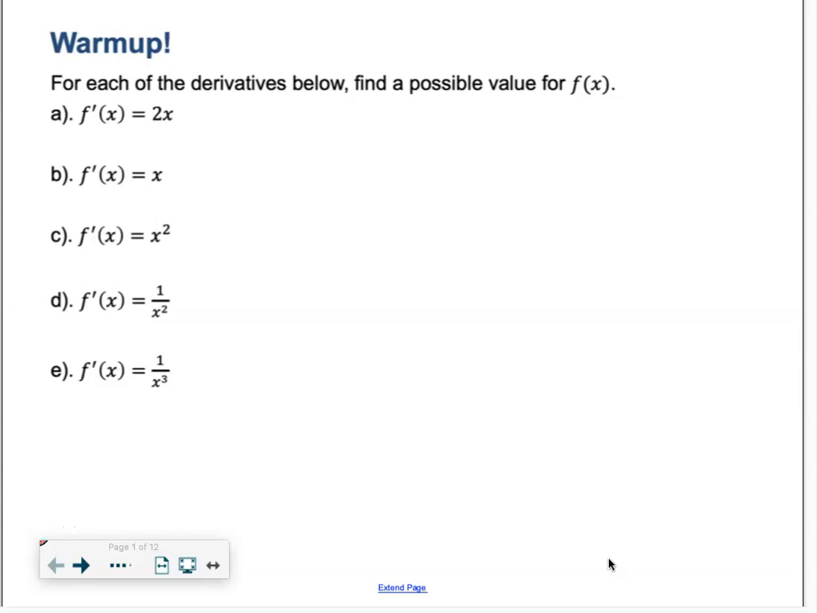Oh, that's interesting. Okay, so if f prime is 2x, well, what function has a derivative of 2x? It'd be x squared. I see some extra credit on some boards, which is fantastic.